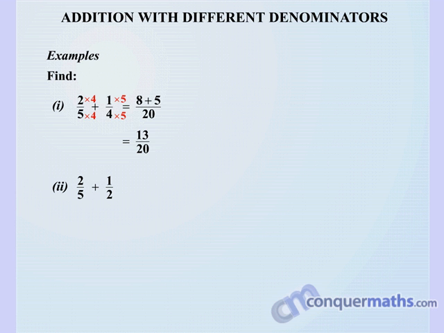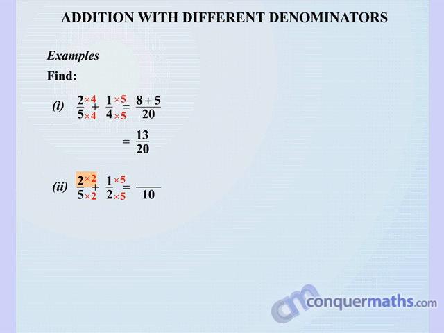Example 2. 2/5 plus 1/2. Now this time without a diagram, 5 and 2. We need to think of the lowest common multiple. What is the smallest number that 5 and 2 both go into? Well, that number is 10. They both divide into 10. And focusing on the 5, how do we get that to 10? We multiply by 2. We do the same to the top. What about the 2? How have we changed that to make it 10? Well, we need to multiply by 5 to make 10, so we do the same to the top as well.